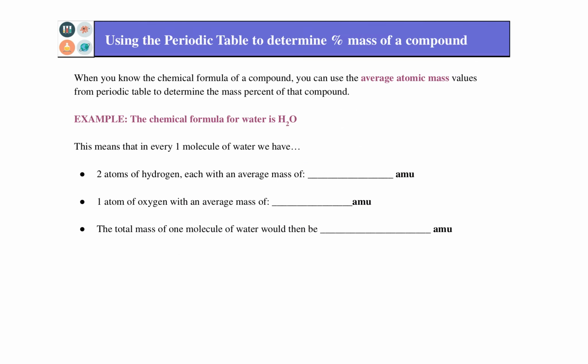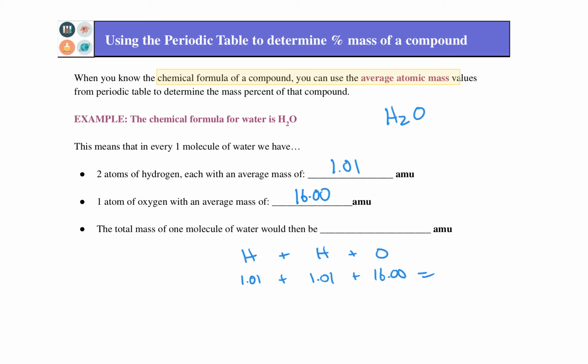While you can find the percent mass using lab data, it's actually easier if you have the periodic table and you know the chemical formula. Because when you know the chemical formula of a compound, you can use the average atomic mass values from the periodic table to determine the mass percent of that compound. So for example, we know the chemical formula of water is H2O. That means for every 1 molecule of water, we have 2 atoms of hydrogen, each with an average mass of 1.01 AMU, and 1 atom of oxygen with an average mass of 16.00 AMU. Since we have 2 of the hydrogen and 1 of the oxygen, they come together to be 18.02 AMU.